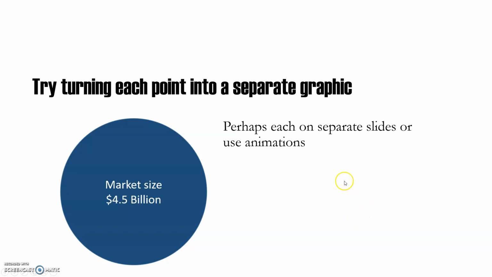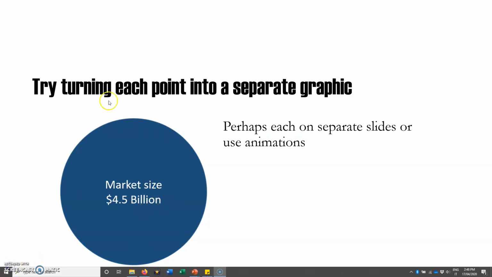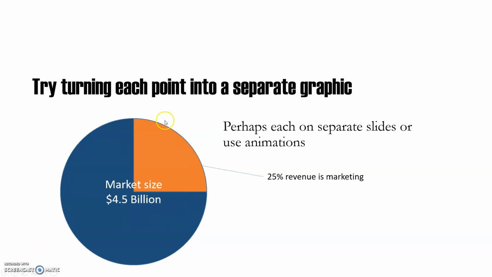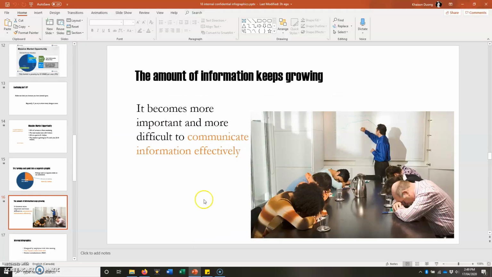So sometimes you want to break things down step by step, or even in separate slides. Or you can bring things in with animation. So here's the same information, right? Talking about that market size, 4.5 billion market size. And after I've shown you the total market size, let's just move on. And there you go, have an animation, and I bring out that 25% revenue is actually marketing itself, and that equates to 1.1 billion.